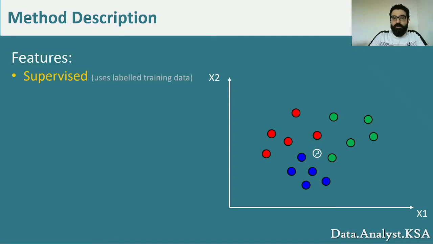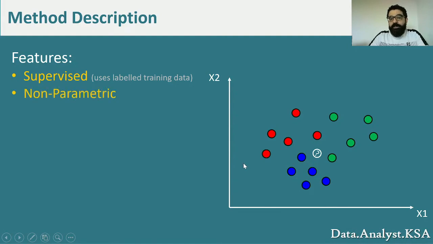So the features of the KNN classification problem is that it's a supervised learning technique, meaning that like most of the classification methods, it starts with labeled data. So we have a training data that we know the classes of. So for example, we have these points where we know they are green, we have these points where we know they are red, and similarly with the blue points.